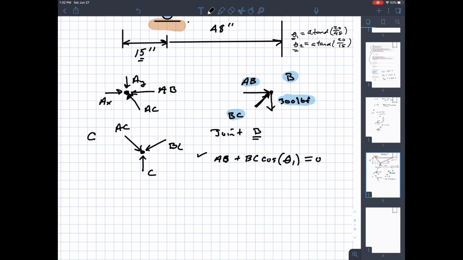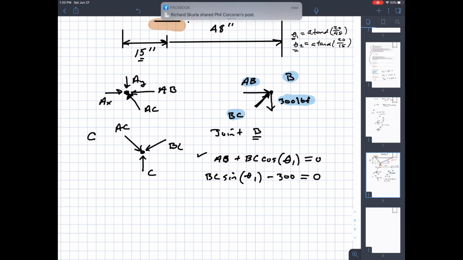The second equation, sum of forces in the vertical direction. AB doesn't have a vertical component, so this would be BC, and then resolving that in the vertical direction, that would be sine of theta 1. Okay, and then there's the force acting down, minus 300 equals 0. So from here we'd be able to solve for BC and AB.